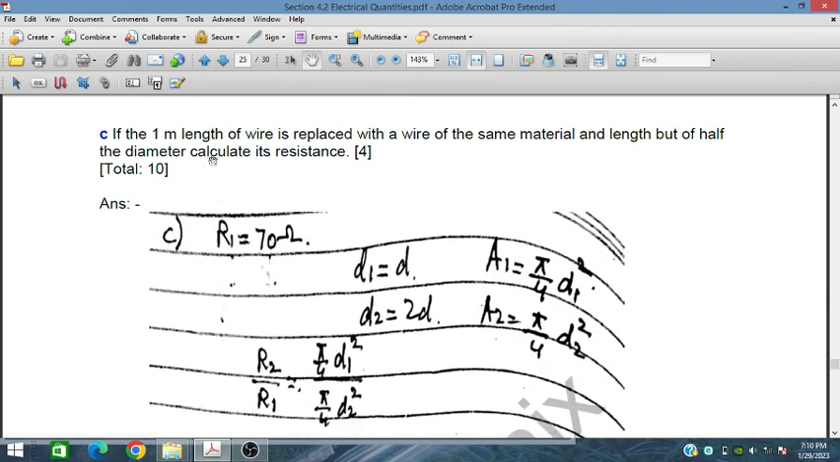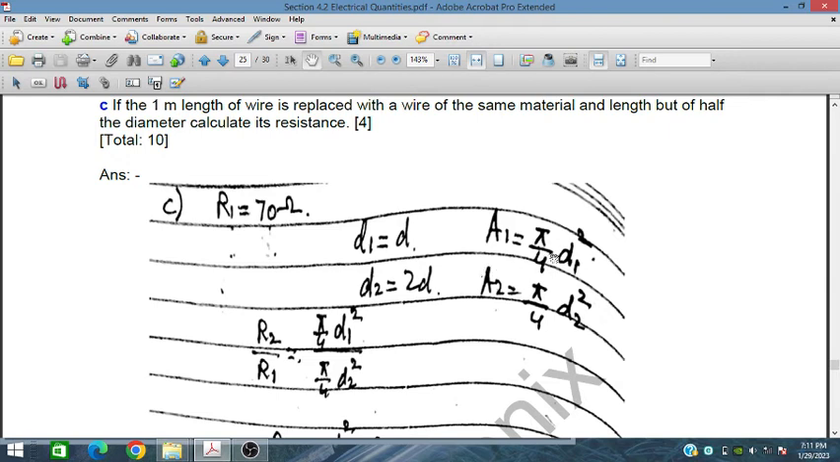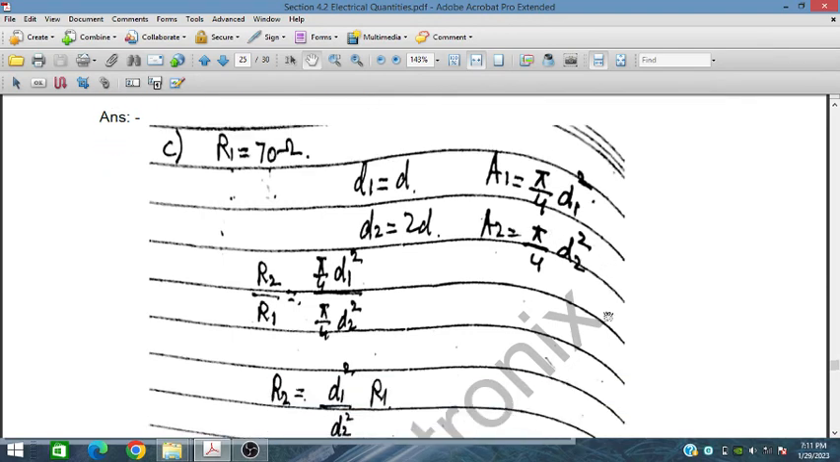If a 1 meter length of wire is replaced with a wire of the same material and length but of half the diameter, calculate its resistance. So the resistance is 70 ohms. Diameter D1 is D and the second diameter is 2D. If we change the diameter, then that value will be changed. So the cross-sectional area A1 is pi by 4 D1 square, and A2 is pi by 4 D2 square.